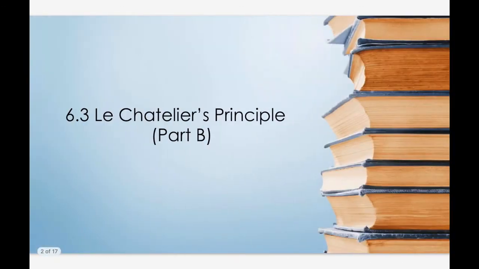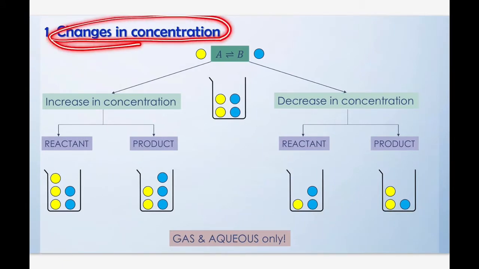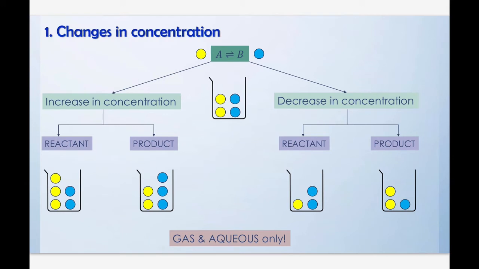So this is the part B video for Le Chatelier principle, and in this video we will be talking about the first type of disturbance, changes in concentration. Okay, so let's say we have a reaction in which A will produce B. So changes in concentration can happen in two ways. The first one is increase in concentration, and then the second one is decrease in concentration.